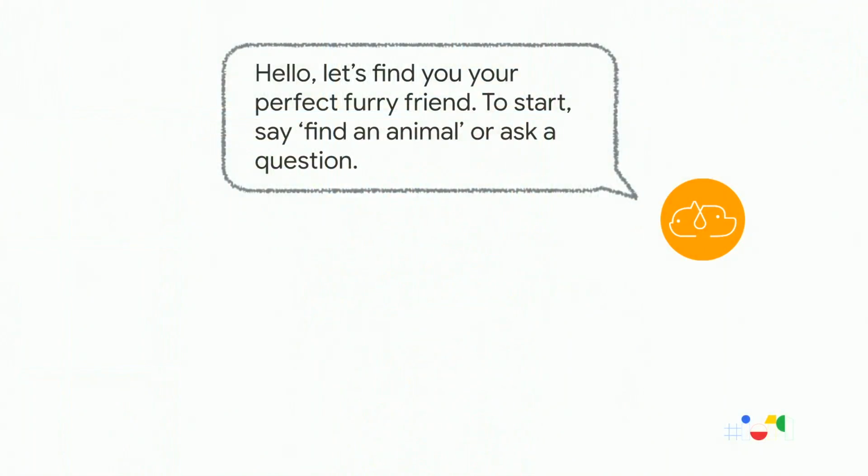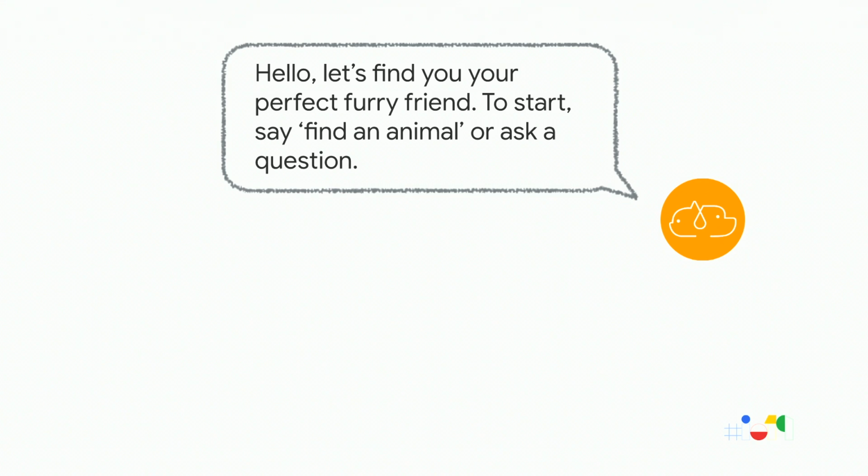In this action, all it does is let you browse different animals that you could adopt if you're looking to adopt a furry friend. Let's look at an example of a greeting that someone had used prior, and we'll be pulling this apart and talking about how we can make this better. The greeting that they had was, "Hello, let's find you your perfect furry friend. To start, say, find an animal, or ask a question."